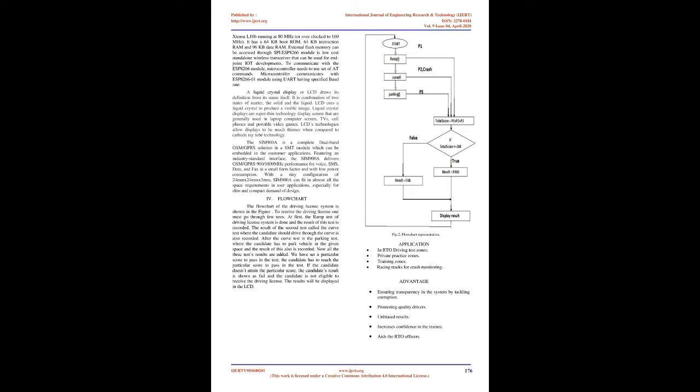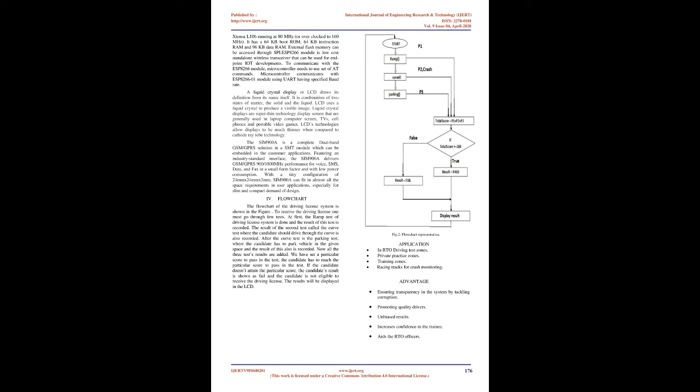ESP8266 is a Wi-Fi enabled system-on-chip module developed by Espressif Systems. It is mostly used for development of IoT embedded applications. It employs a 32-bit RISC CPU based on the Tensilica Xtensa L106 running at 80 MHz, or overclocked to 160 MHz. It has a 64 KB boot ROM, 64 KB instruction RAM and 96 KB data RAM.